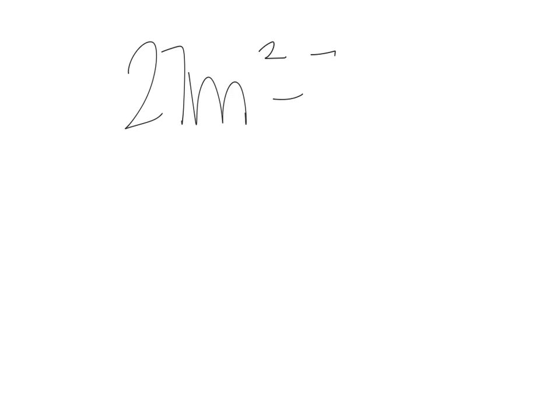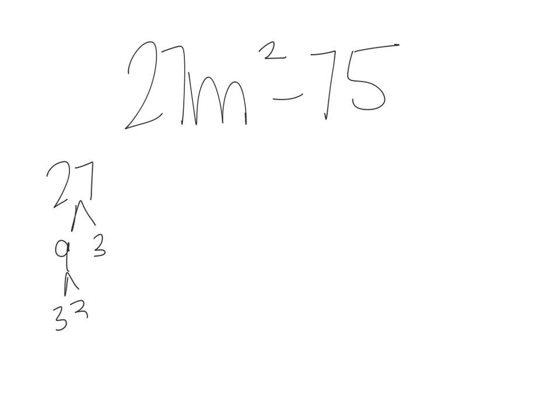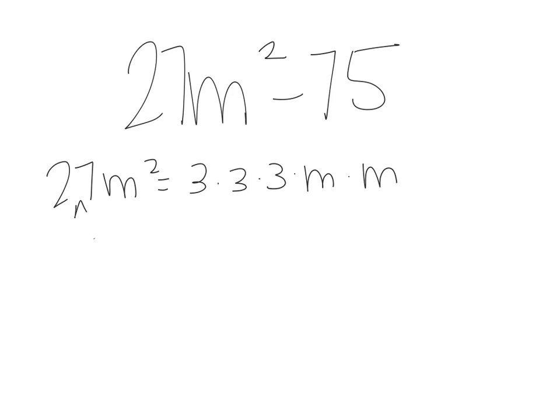27m squared minus 75. A lot of people in class today were really stuck on this one. I think because the numbers get bigger, you get a little bit more stressed out. Let's start by breaking down 27. 9 and 3, and 3 and 3. So if I break down 27m squared, I'm going to get 3 times 3 times 3 times m times m. Now, why am I breaking it down in this way? Well, I'm breaking it down because I want to be able to find the greatest common factor.